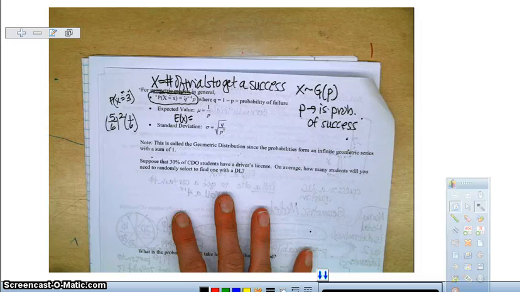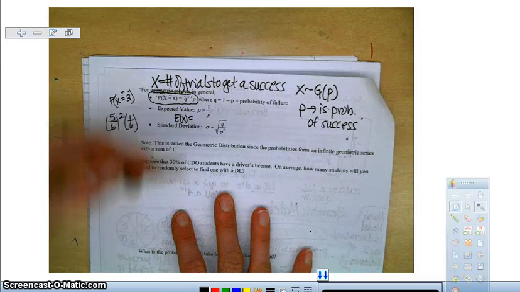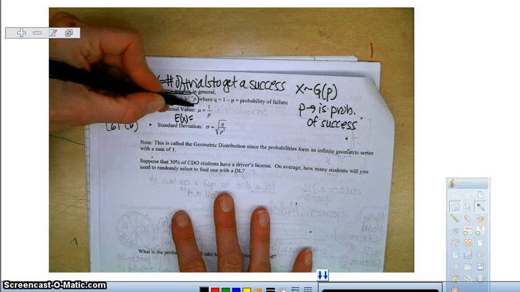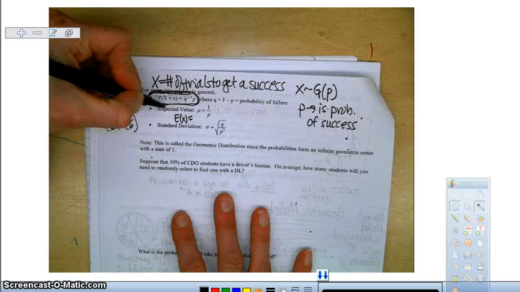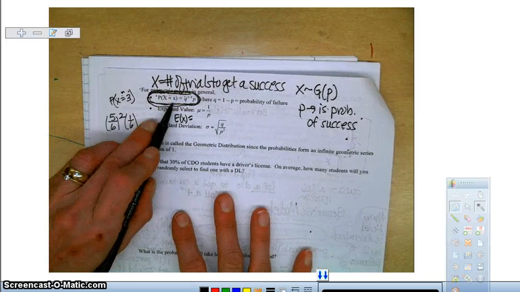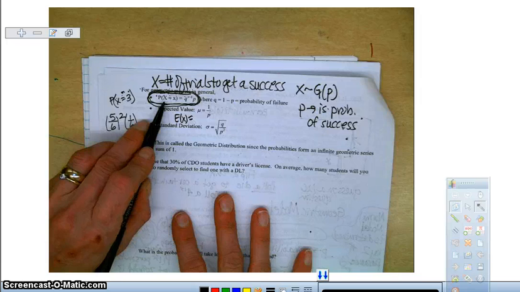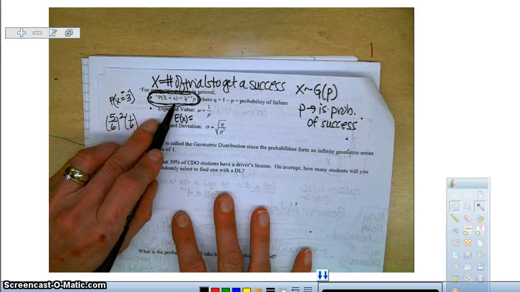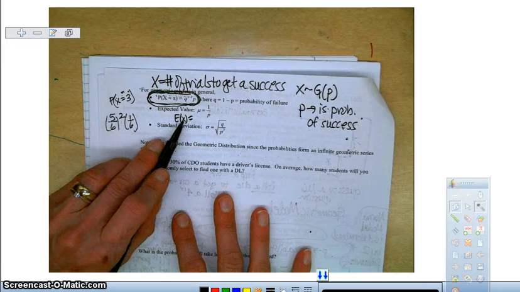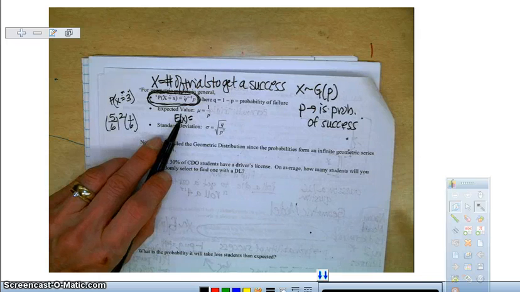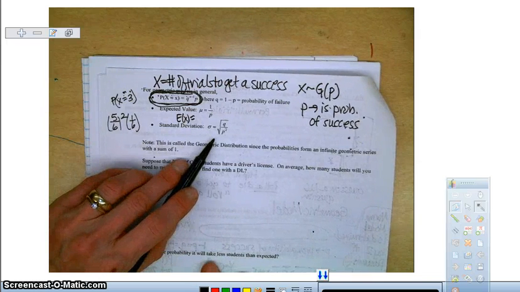And you will be asked to find these things. Okay, so this is the formula for finding a geometric probability. The probability that X equals 5 rolls to get a 5. The probability that X equals 10 rolls before I get a 5. Okay, and then you can find the expected value, or the average number of times you'd have to do something, and then the standard deviation.